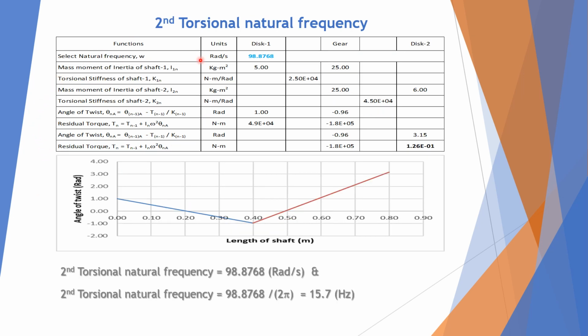This is the second torsion natural frequency, and it is coming as 98.8768 radian per second, and it is equal to 15.7 Hertz. And this is the mode shape for the second torsion natural frequency.